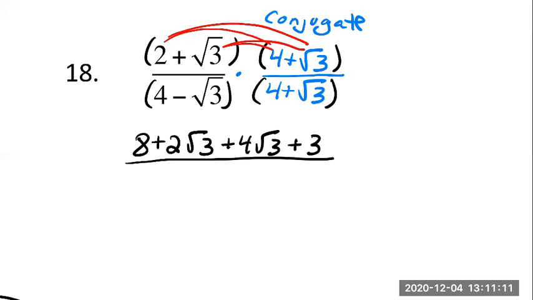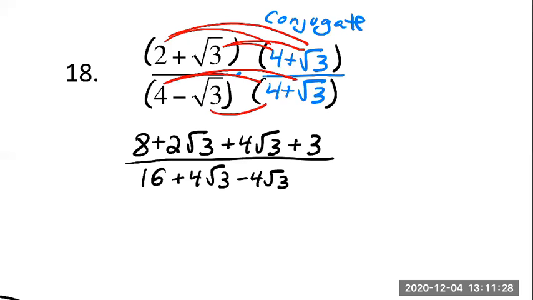Same thing, distributing in the bottom, 4 times 4. That would be a 16. 4 times positive root 3 would be plus 4 root 3. Root 3 times 4 is minus 4 root 3. And negative root 3 times positive root 3 would be minus square root of 9, which is 3.